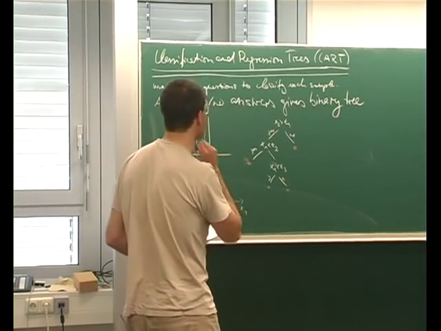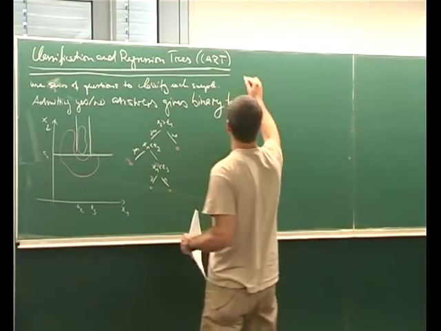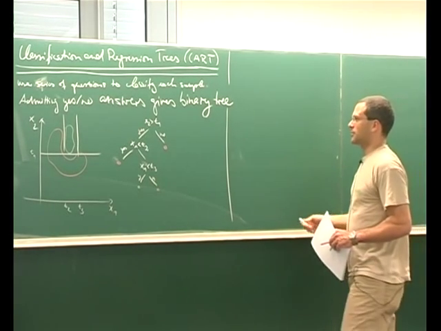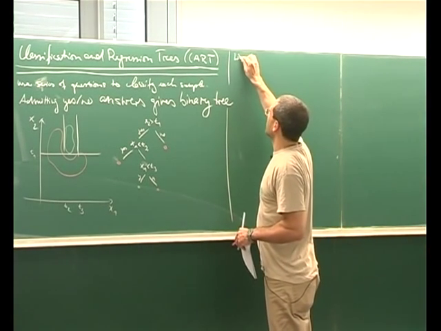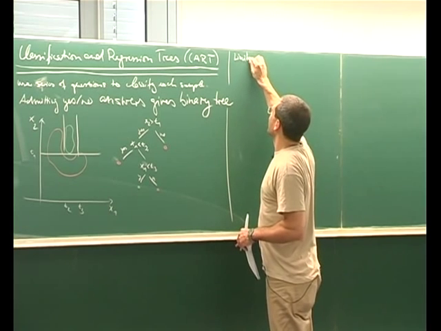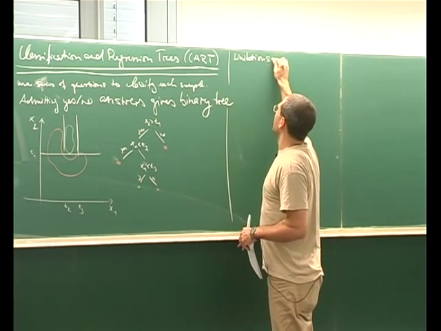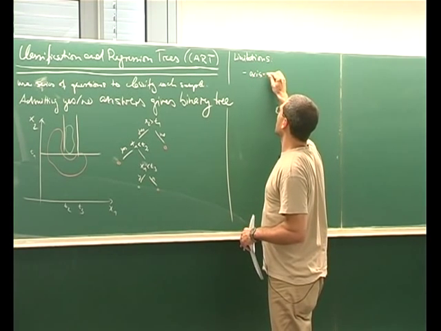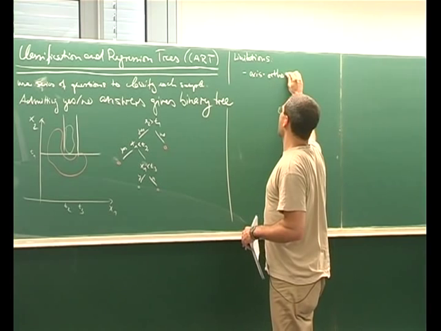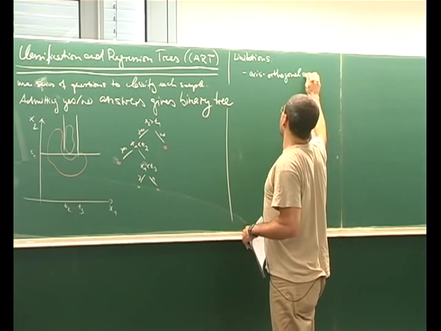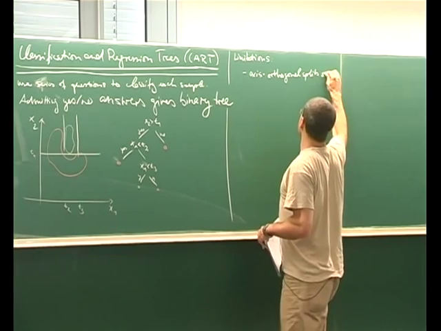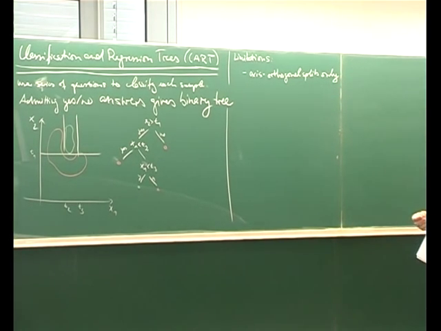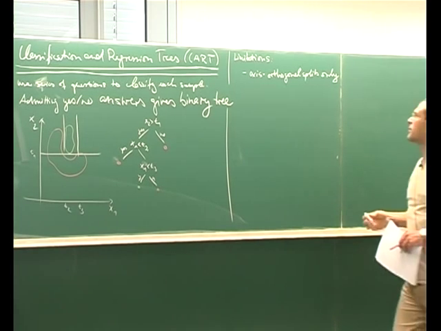Now, we've made a couple of design decisions here. In particular, in this example, what are the limitations that we have used here? We've used only axis orthogonal splits. And this is not a necessary limitation, so you can think of using oblique splits.